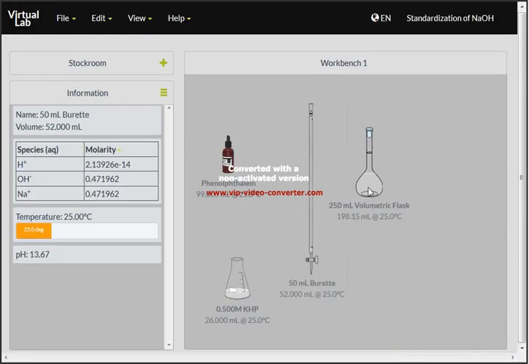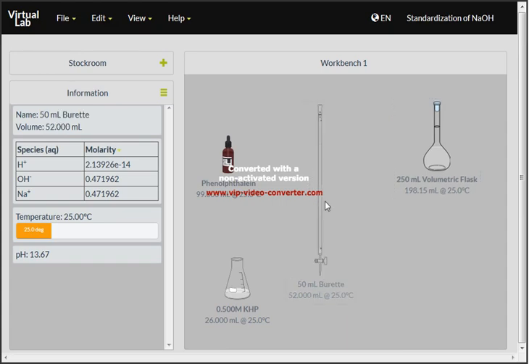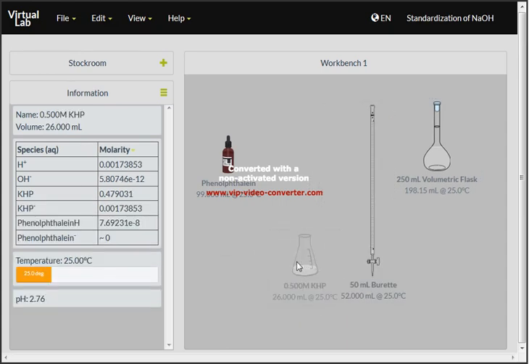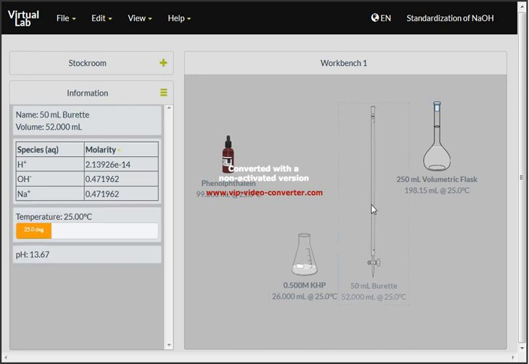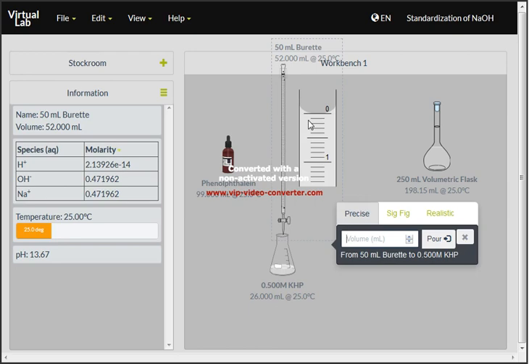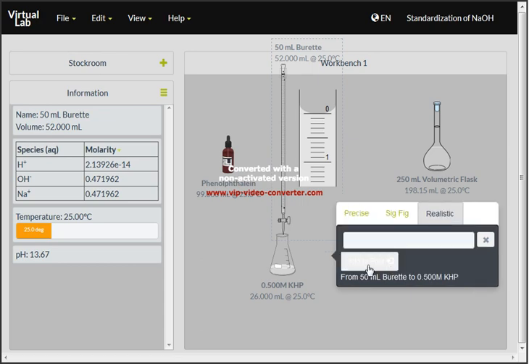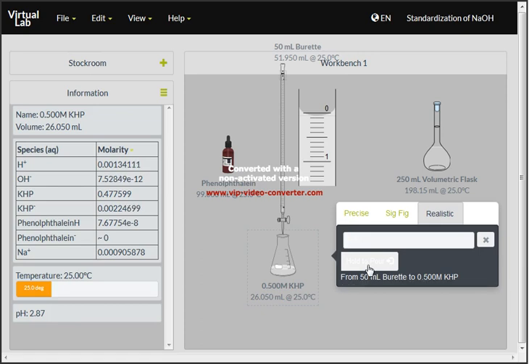The solution does not need to be at the 0 mark to start, but you must record the accuracy up to 2 decimal places. You can then start the titration by adding the hydroxide from the burette to your KHP solution. You can do this through the realistic setting where you hold to pour small amounts of solution at a time.